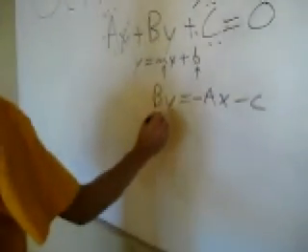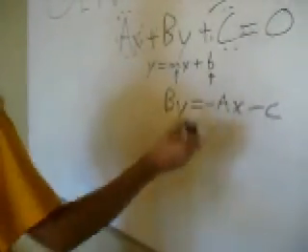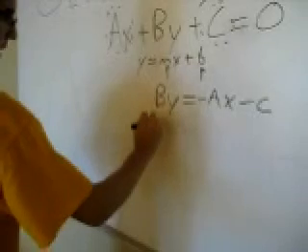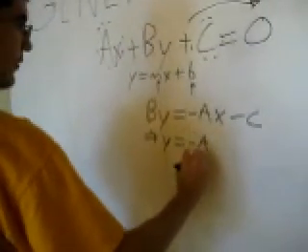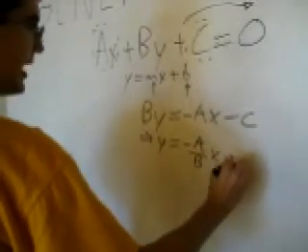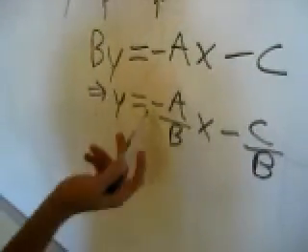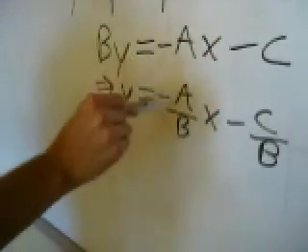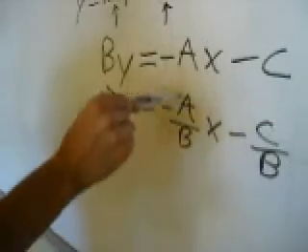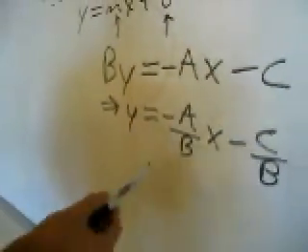So to isolate our y here, we're going to want to get rid of this b. So we'll divide by b on both sides, and we'll end up with y equals negative a over b x minus c over b. Here we won't really worry about the negatives at this point. We can make our constants a, b, and c either negative or positive. So the negative signs don't really matter at this point.